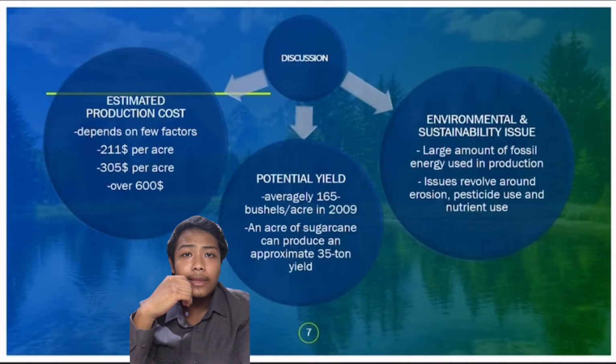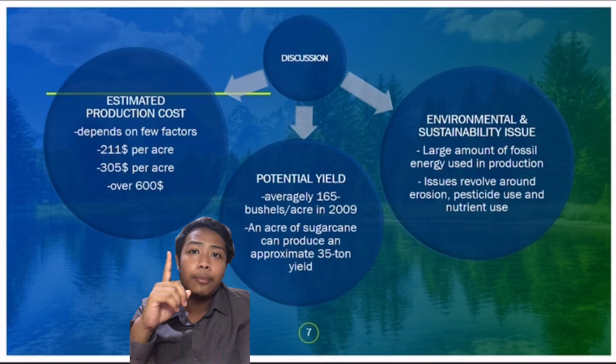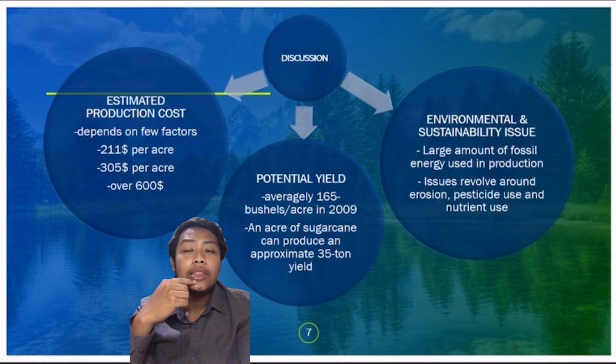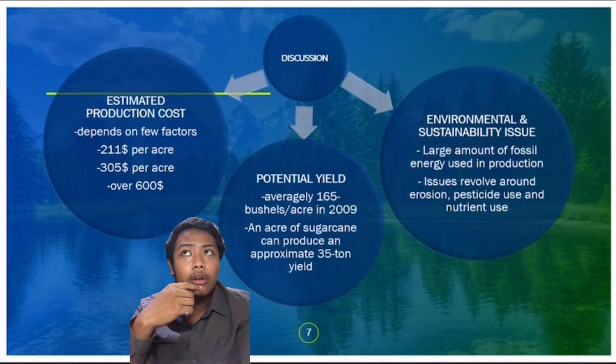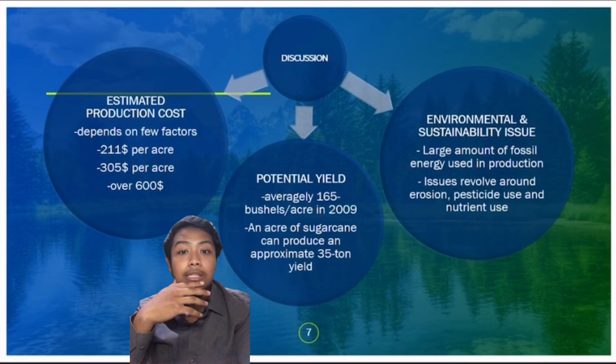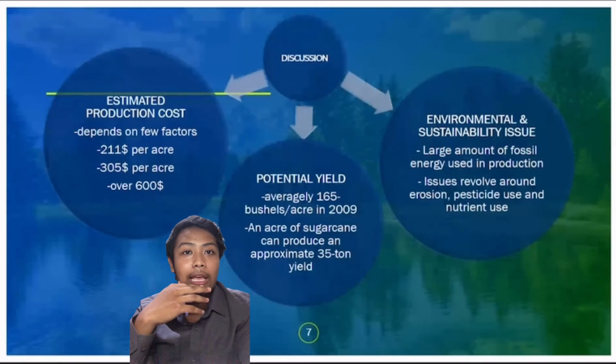per acre. An acre of sugarcane can produce an approximately 35 ton yield, resulting in about 560 gallons of sugarcane ethanol. Wow, that's a lot of sugarcane ethanol.